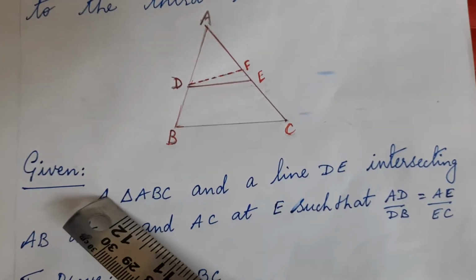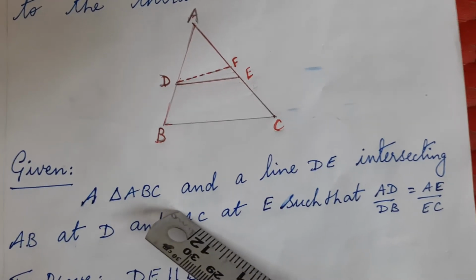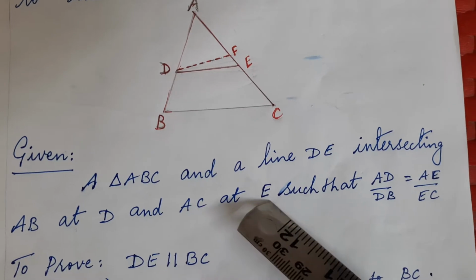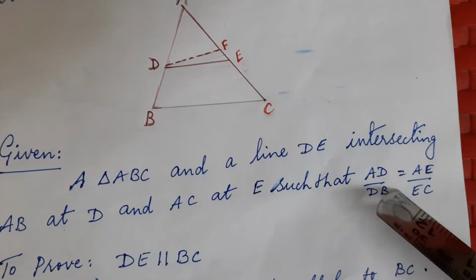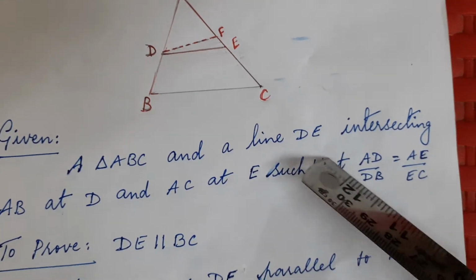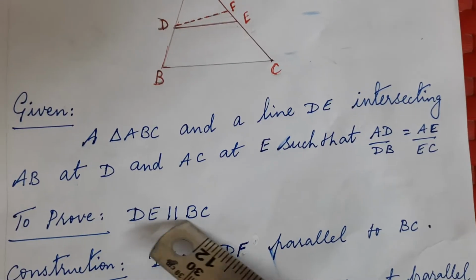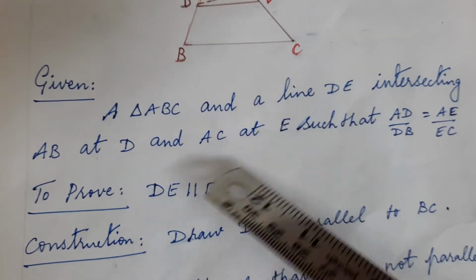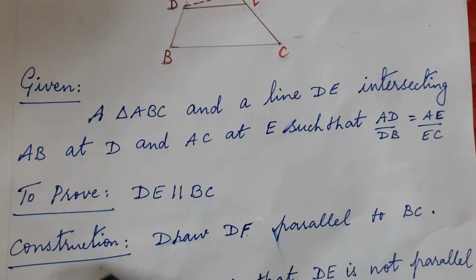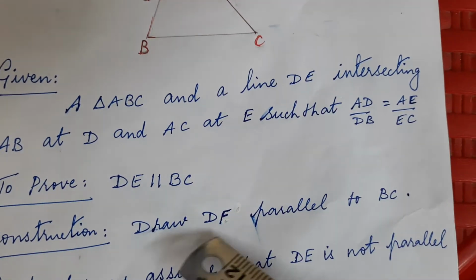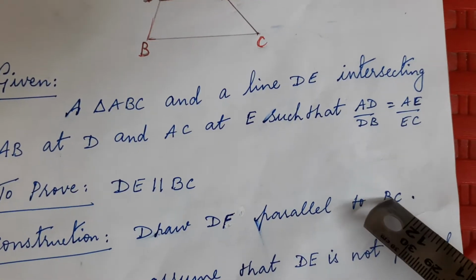First, you have to write given. Given is a triangle ABC and a line DE intersecting AB at D and AC at E such that AD by DB is equal to AE by EC. This is what is given in the statement. Now, what should we prove? To prove: DE is parallel to BC. So now we have to do a construction, as I told you. Construction: we are drawing DF parallel to BC. We are just assuming. Draw DF parallel to BC.